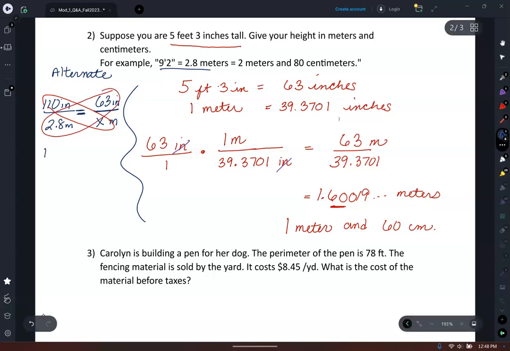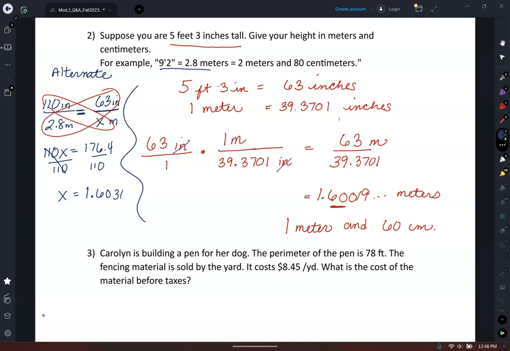And I would do 110x equals the 2.8 times the 63. Get 176.4 and divide by 110. And I would get about the same answer, 1.6036. It's a little bit higher, but in essence, it would be the same.